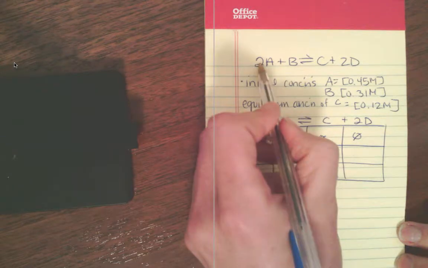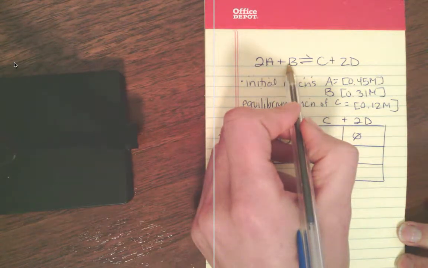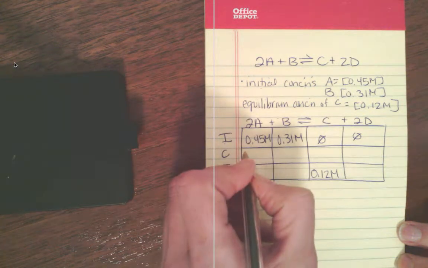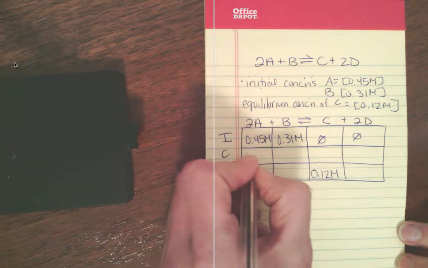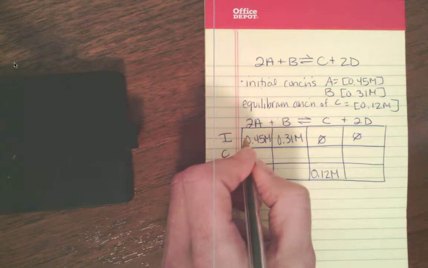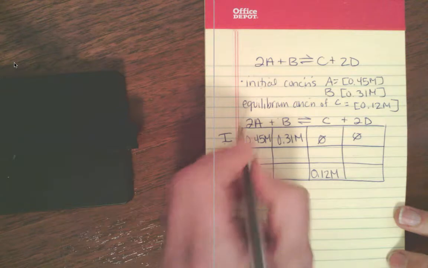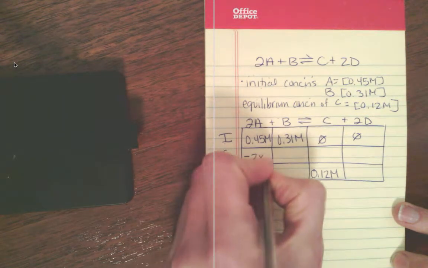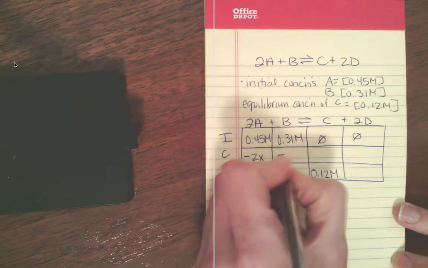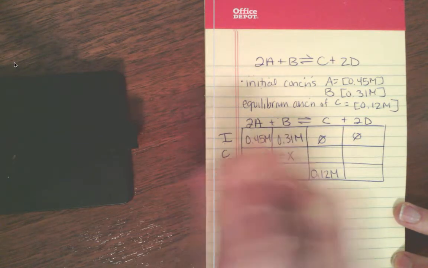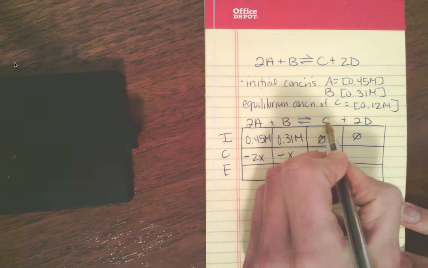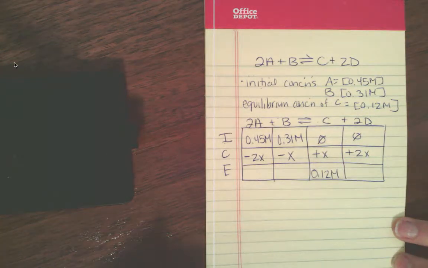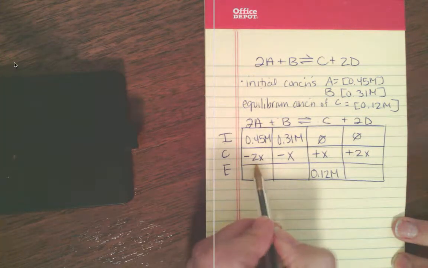If this says that 2 moles of A is combined with 1 mole of B to produce 1 mole of C and 2 moles of D, I need to account for that in the change. So my reactants are going to subtract X and my products are going to add X. However, it's actually for this reaction specifically minus 2X because it's 2A, minus X because it's 1B, plus X because it's just 1 mole of C, and plus 2X because it's 2 moles of D. So the coefficients are represented in the change here.